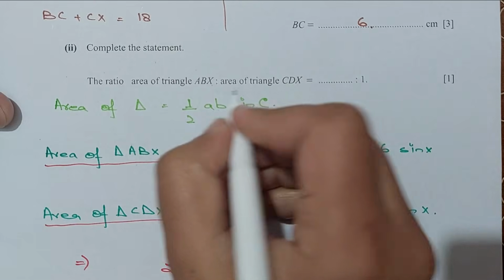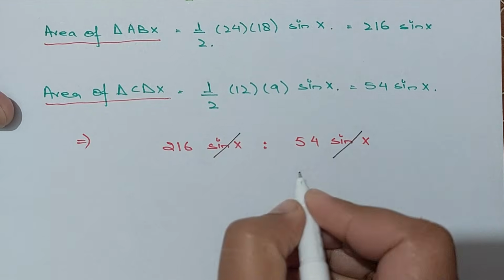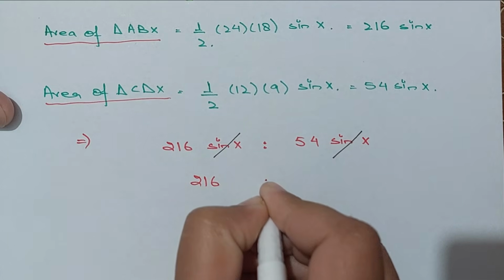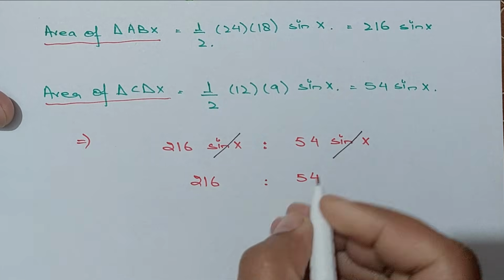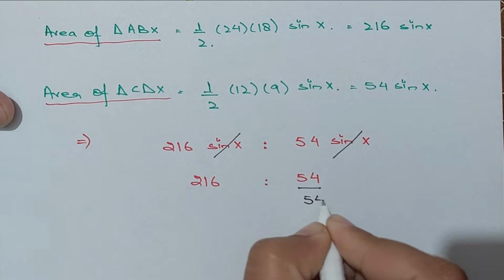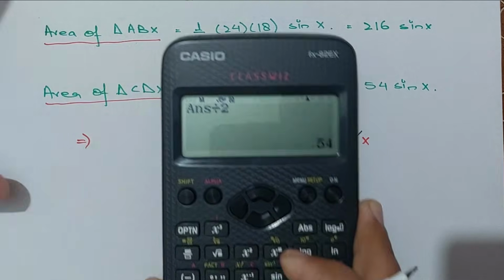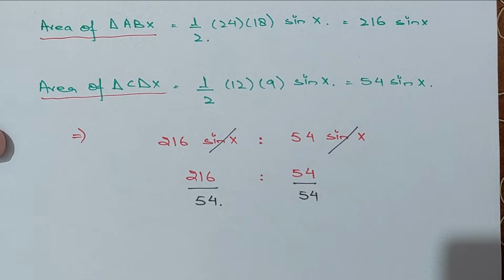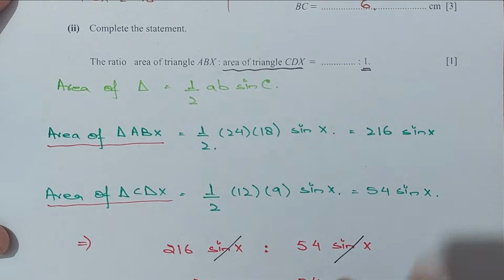As we know, the ratio for this triangle is just 1. So we have to make it 1. So here we are left with 216 to 54. How can we make this side 1? We have to divide both sides by 54 to make it 1. Okay. So what is 216 over 54? This is 4. So the answer is 4 to 1. So 4 ratio 1.